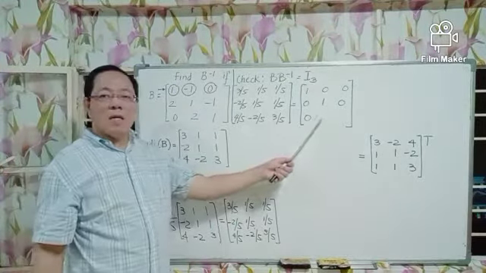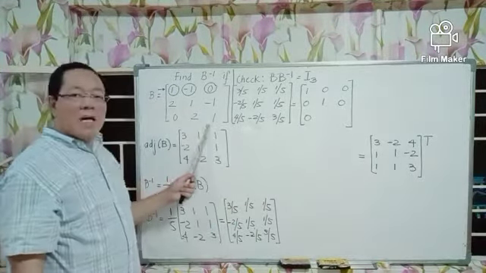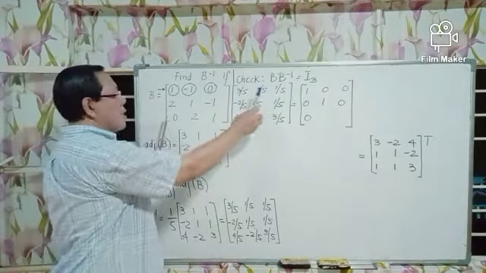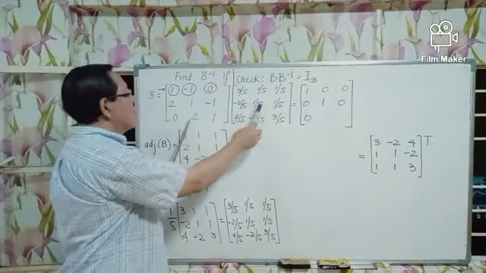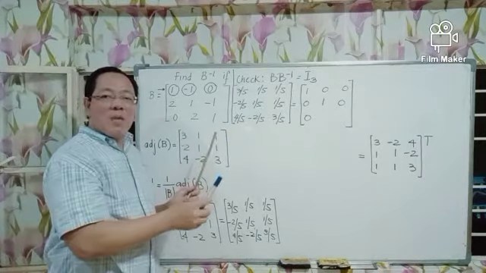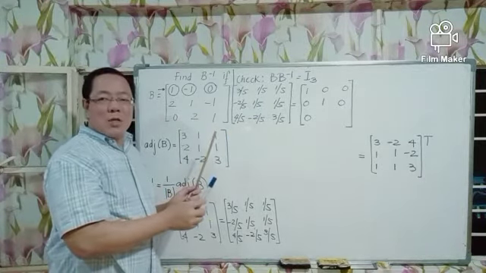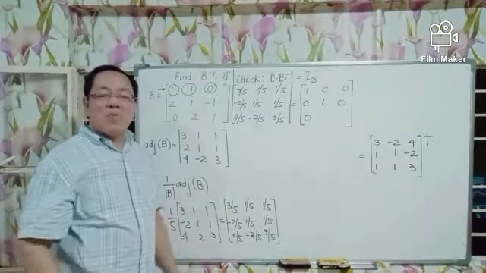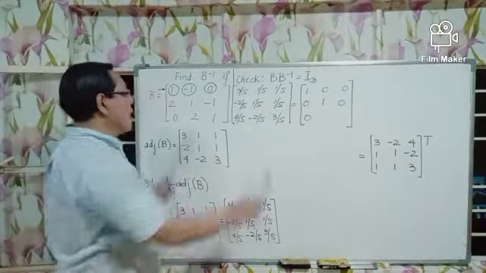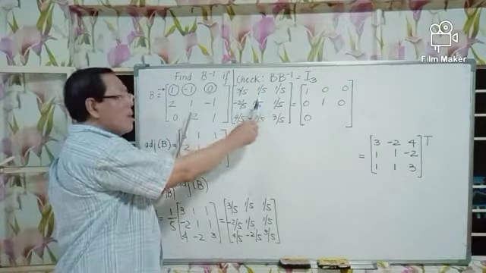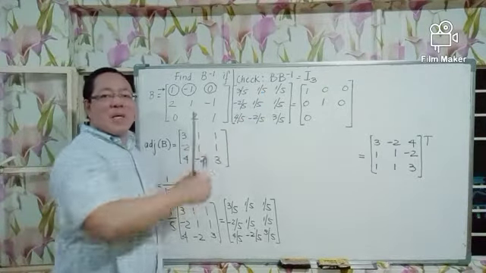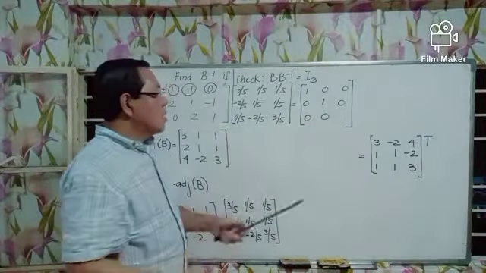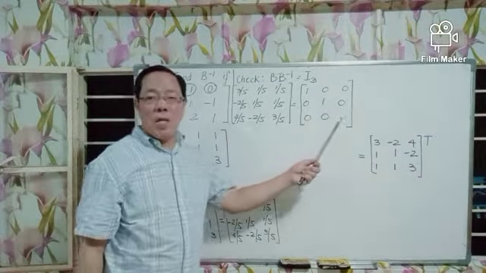The entry here is obtained by multiplying the last row by the second column. We have 0 multiplied by 1 over 5 is 0. Plus 2 multiplied by 1 over 5 is 2 over 5. Plus 1 multiplied by minus 2 over 5 is minus 2 over 5. We have 0 plus 2 over 5 minus 2 over 5 is 0. And the entry here should be 1.